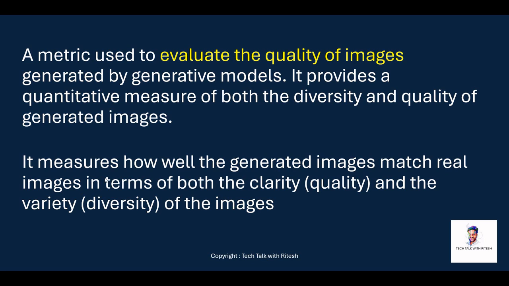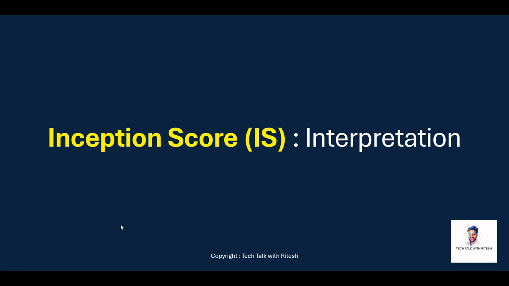Inception score is a metric used to evaluate the quality of images generated by generative models. It provides a quantitative measure of both the diversity and quality of generated images. It measures how well the generated images match real images in terms of clarity, quality, and variety of the image. Let's see how we interpret inception score.